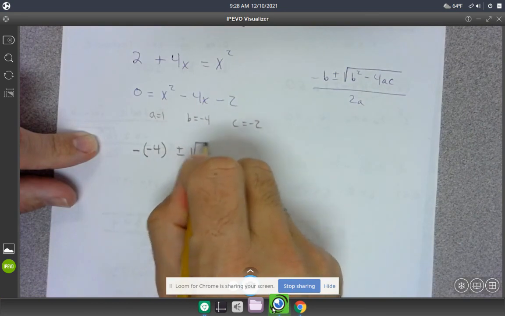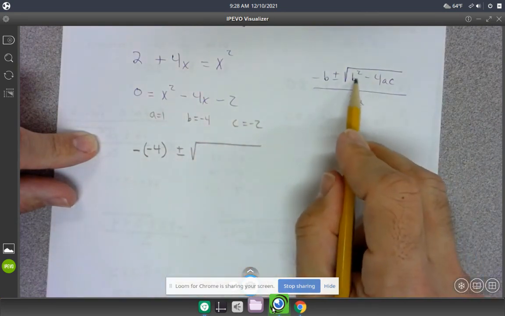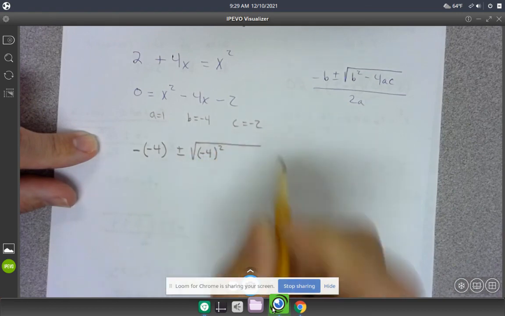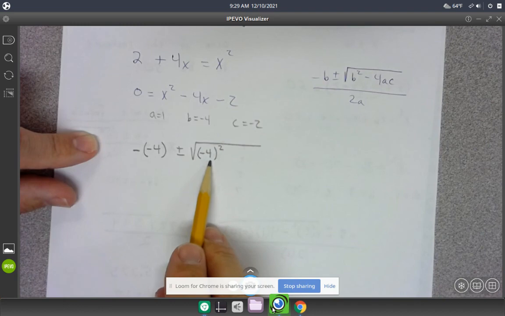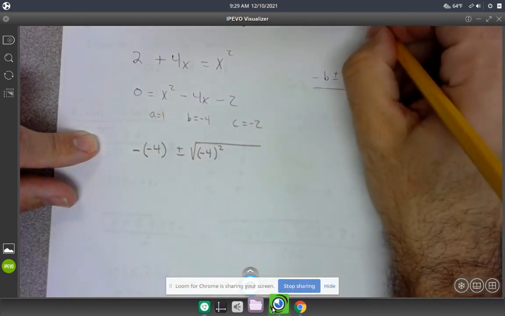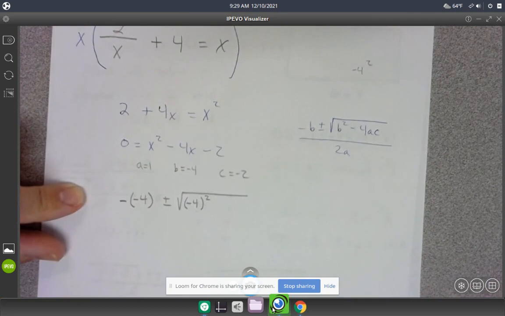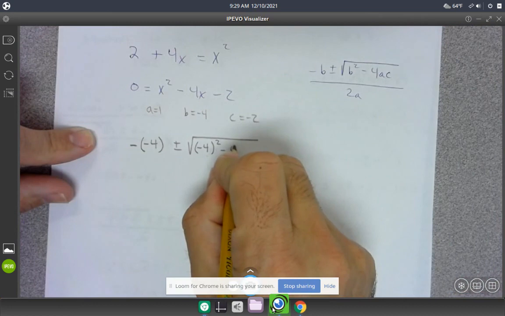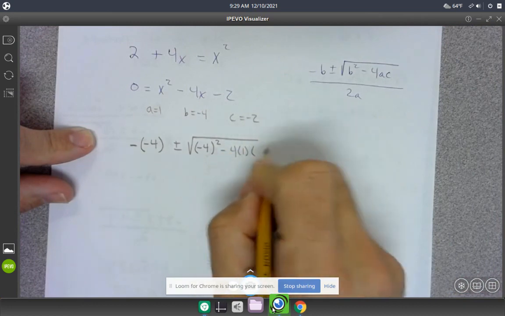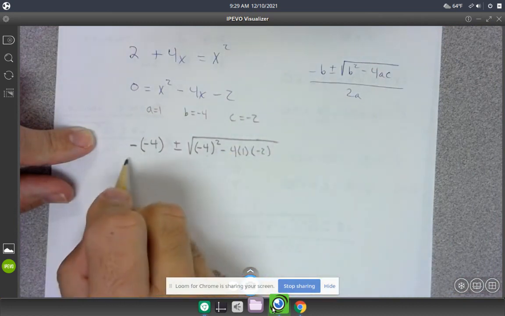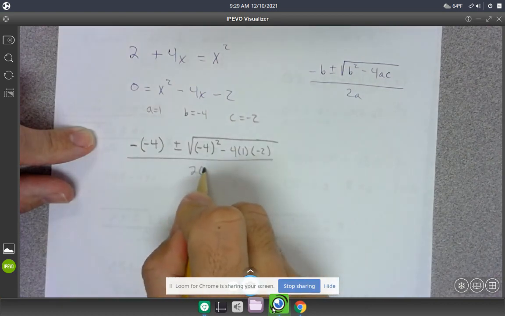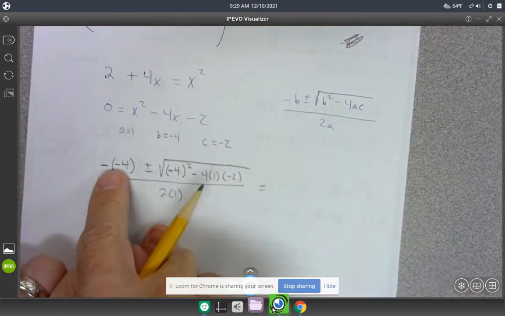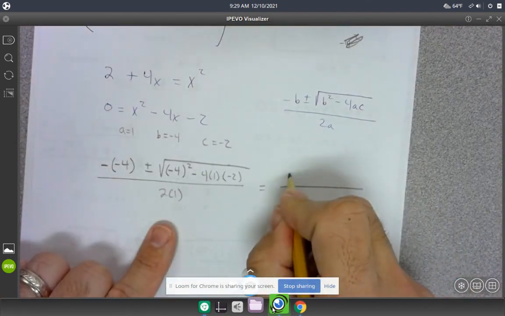Plus or minus, okay? And here, whenever you're squaring the b, it is important, especially if you're using a calculator, to put that negative 4 in parentheses like this. All right, if you did it like that, negative 4 squared, it would give you the wrong answer, okay? Minus 4, a is 1, and c is a negative 2, all over 2 times 1. Okay, and then we just simplify it. All right, the double negative just makes it into a positive.